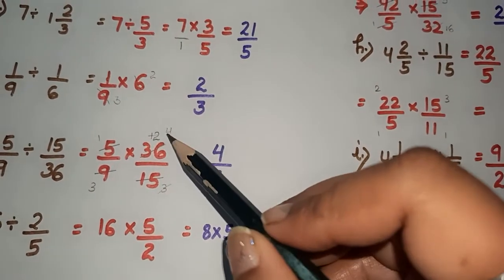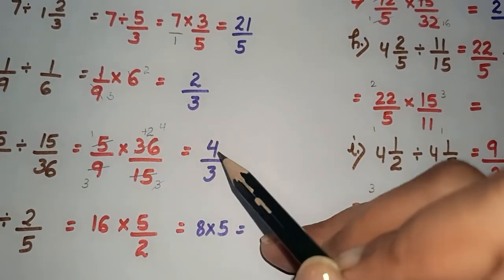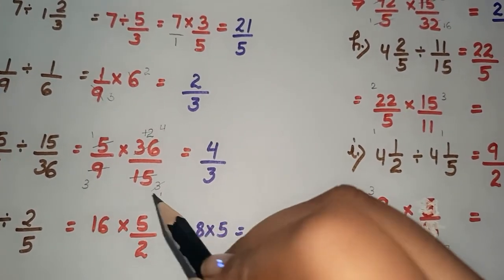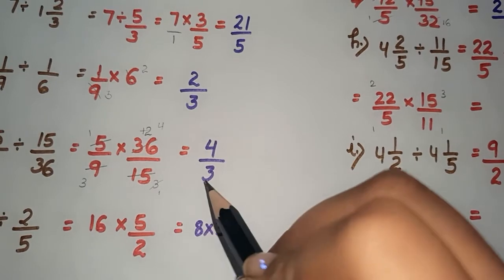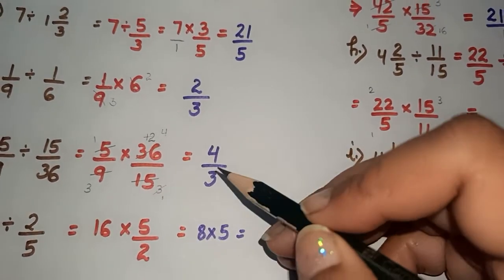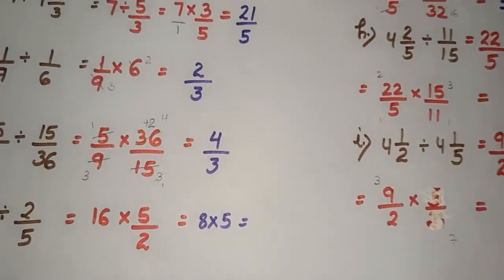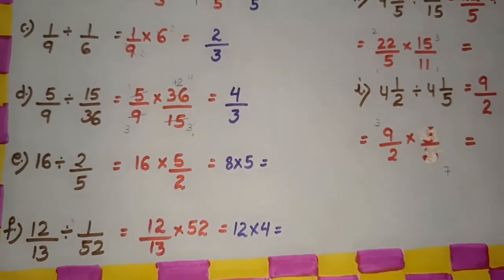So 3 4s are 12 and 3 3s are 9. Okay, so only 4 is left, 4 and 1 is left over here, so 4 ones are 4 and 3 and 1 is left over here, so 3 ones are 3. Now again this is an improper fraction, so please convert it into a mixed fraction.